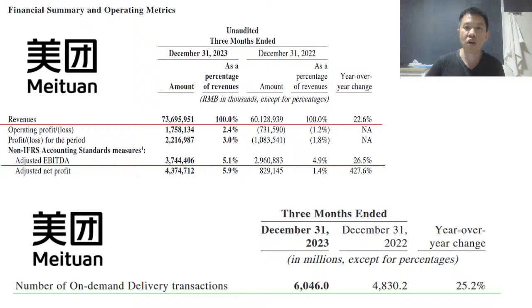So one thing you notice is that revenues grew by 22%, but the on-demand delivery transactions grew 25%. Why do they do more transactions but the revenues are less? Because the value per transaction is actually lower because of the 消费降级. The consumers want the same value but they pay a lower price.